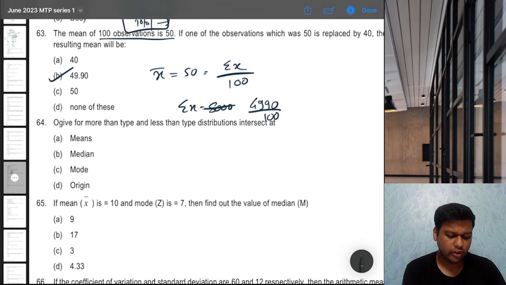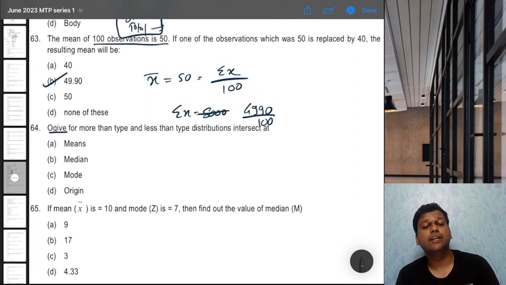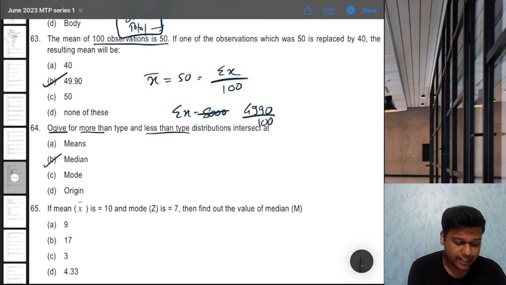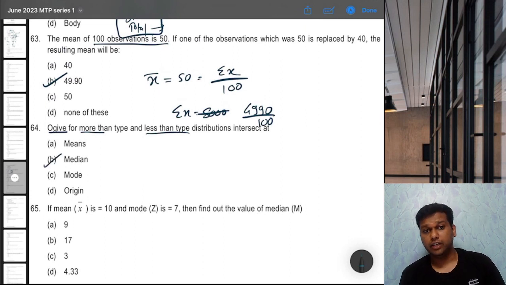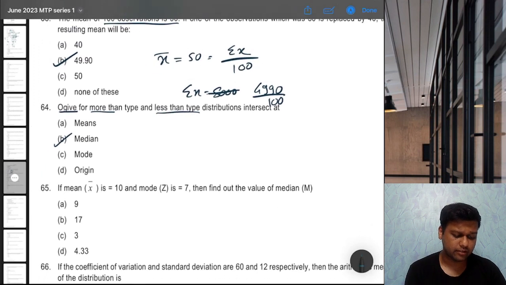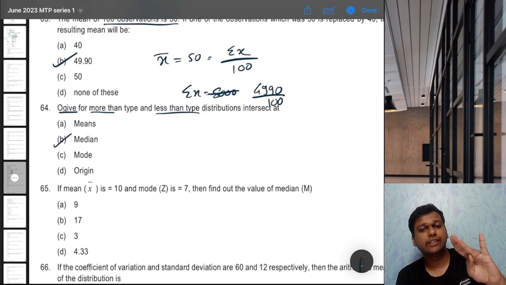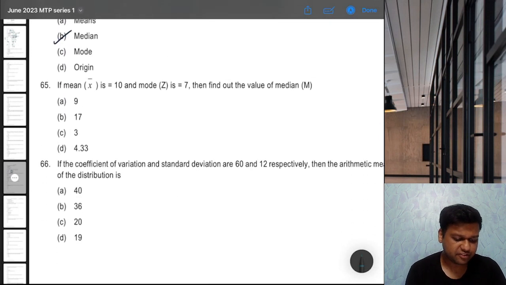Ogives, or less than and greater than cumulative frequency curves. The more than type and less than type distributions intersect at the median is the correct answer, because if you want to find the median diagrammatically, then draw the cumulative frequency curves, less than type and greater than type. Their intersection will be the median. So ogives are useful for all the partition values: quartiles, percentiles, deciles, and median.